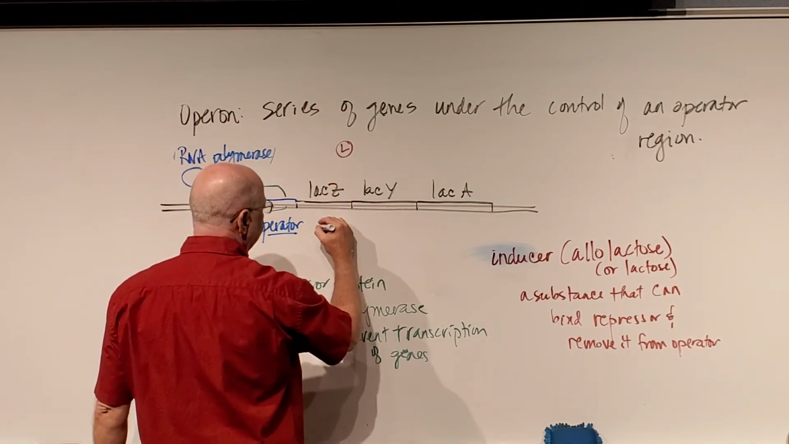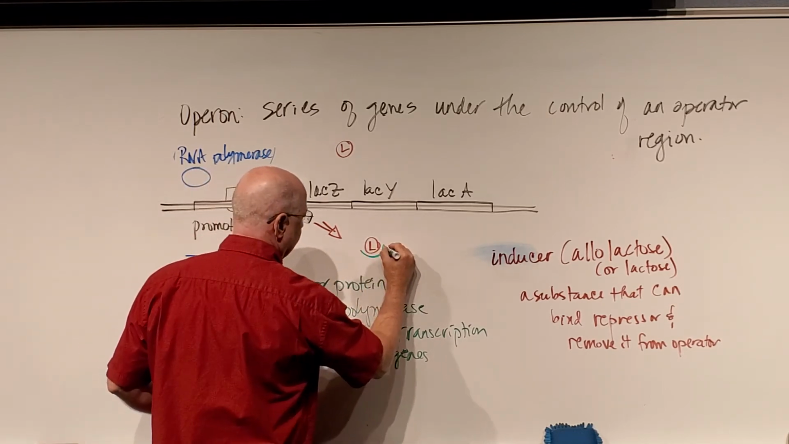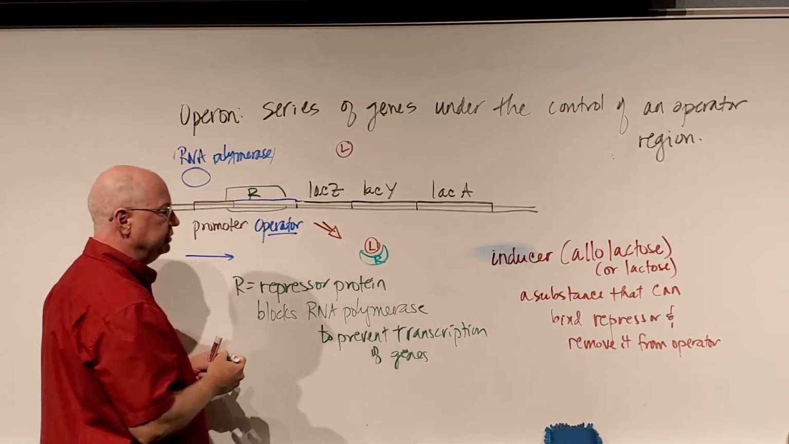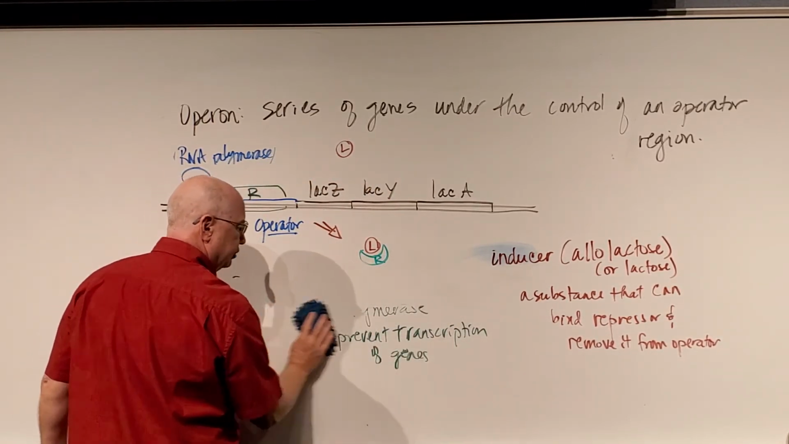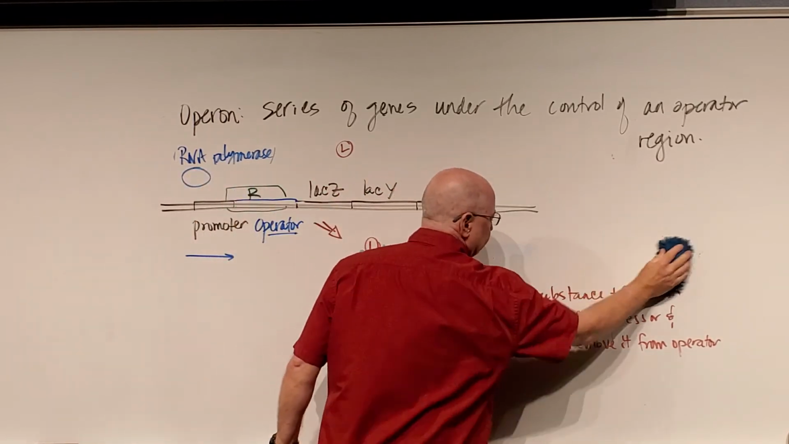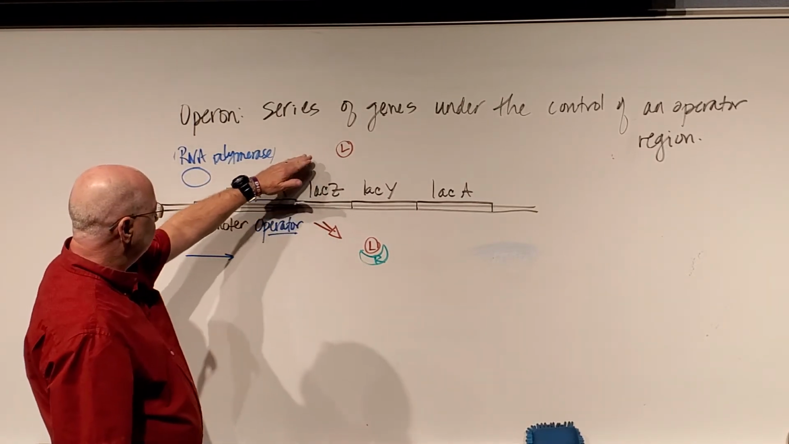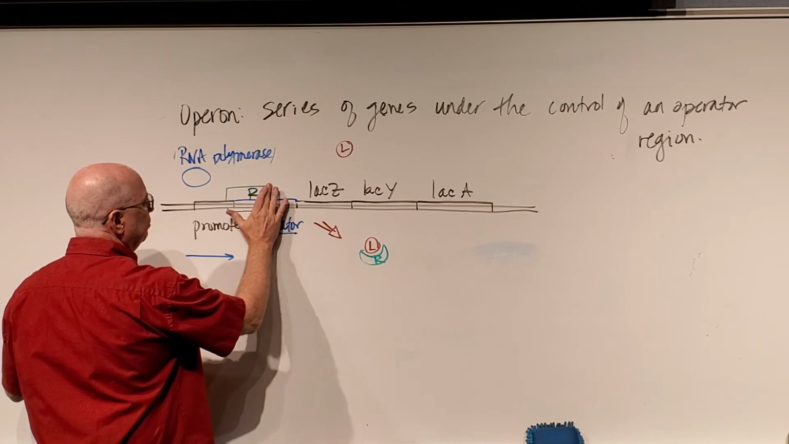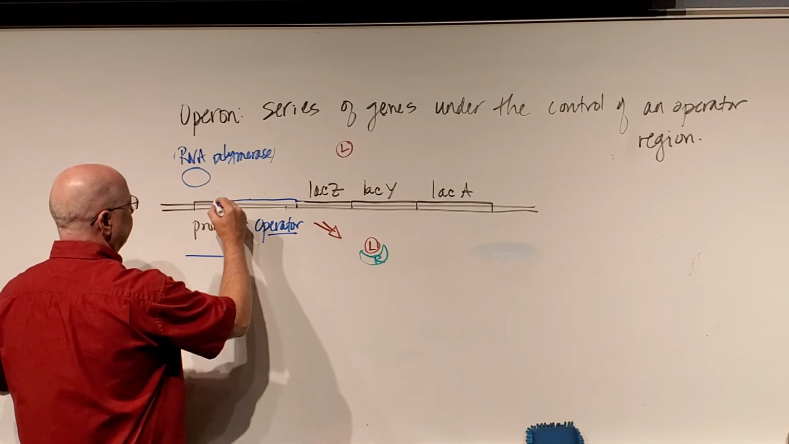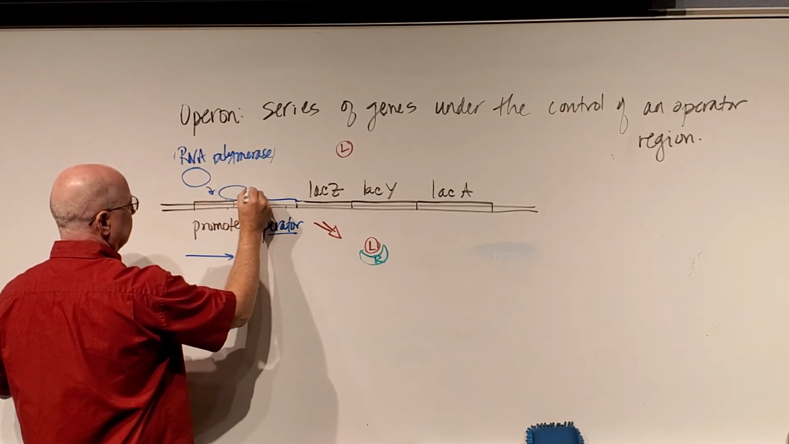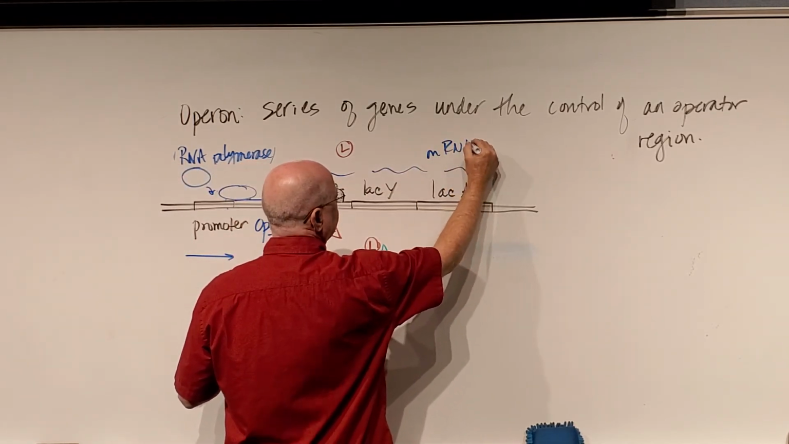And when those two come together, lactose will cause the repressor protein to change its shape. You need to look up the actual definitions of inducer, promoter, and operator. But in essence, when lactose is present and binds the repressor, it removes the repressor from the operator region, and now RNA polymerase can bind here, and it will transcribe, and I'll get my mRNAs.